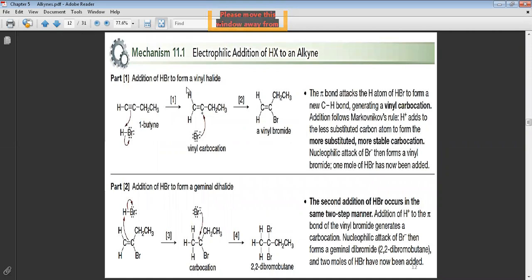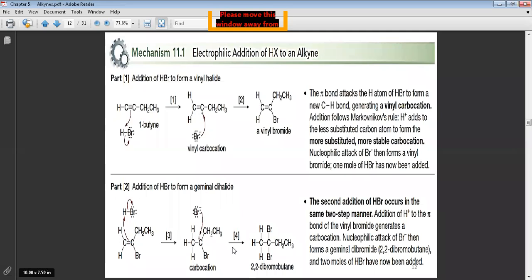The mechanism is no different from an alkene. The pi bond opens and attacks the proton, and gives you a carbocation, this vinyl carbocation. Now the second part, the negative part, attacks the carbocation to give you the final product.